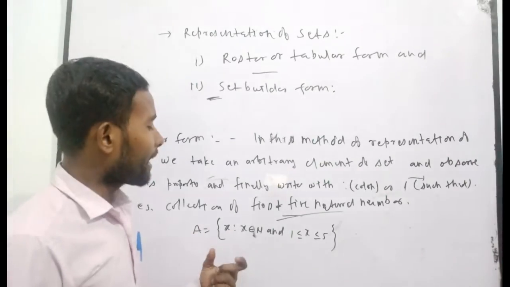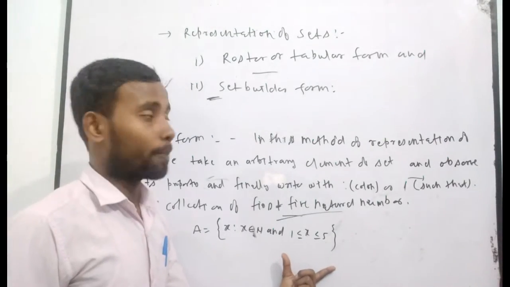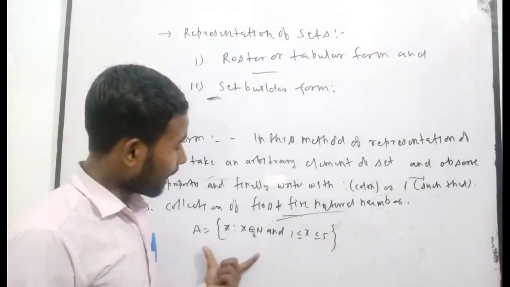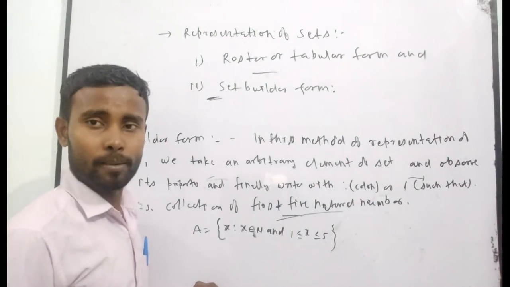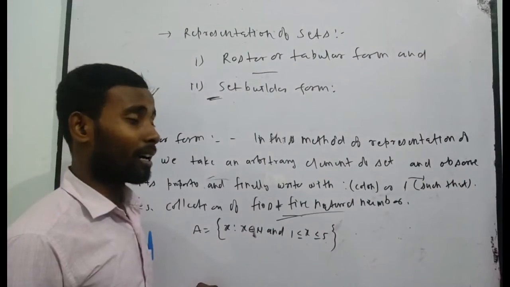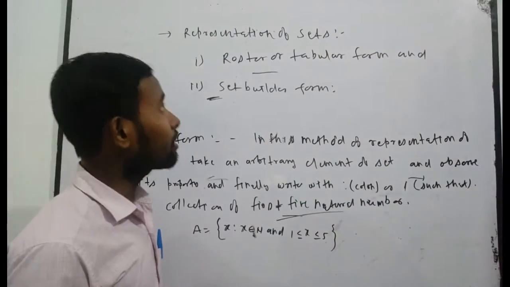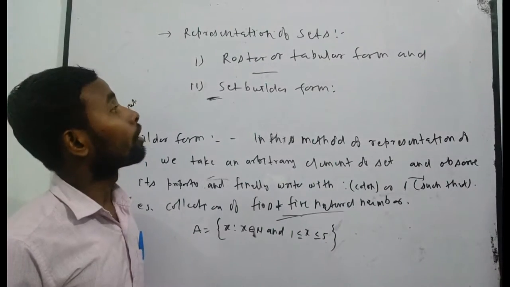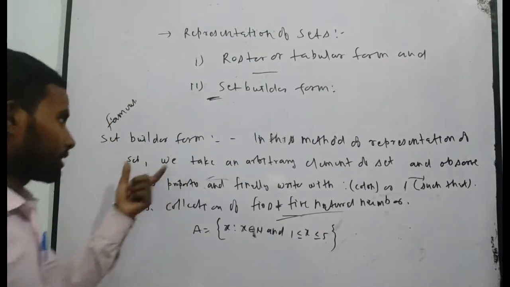You can observe that in this method you utilize only the property of that set, and do not list all the elements. This is the standard, scientific way to represent a particular set. But it is not necessary to always write a set in set builder form. You can write a set in roster form or tabular form. Have you understood? Suppose that this is the set builder form.